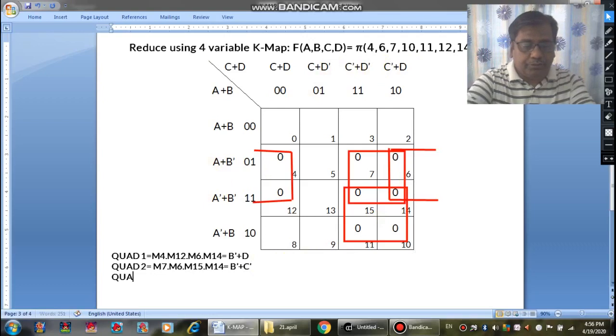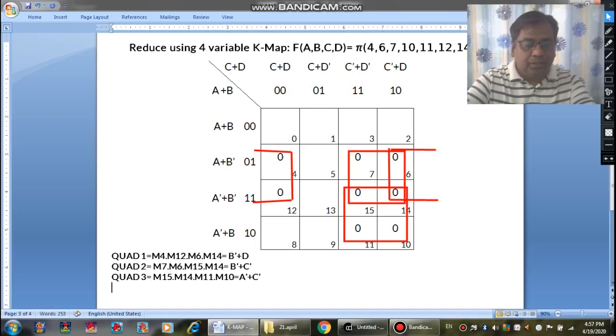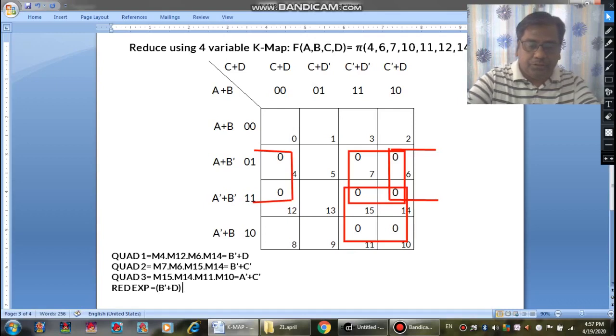Now we will come to quad number 3. When we talk about quad number 3, we are taking M15, M14, M11 and M10. Here we will take A bar because B is changing, and we will take C bar because D is changing. That means A bar plus C bar will be your answer, and the reduced expression for this K-map will be, within the bracket, B bar plus D, dot, again in the bracket B bar plus C bar, dot, again within the bracket A bar plus C bar.